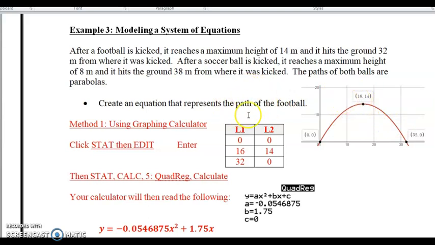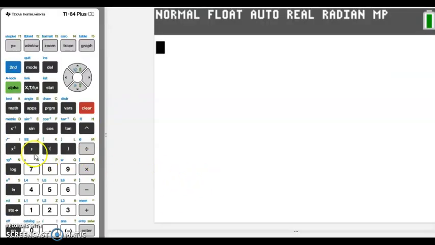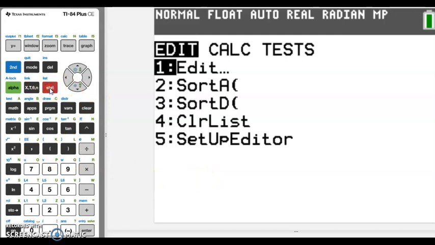Okay. So now I'm going to do this method here, as you see on your screen on the graphing calculator, just to show you where you can get the equation in standard form. So you're going to bring up your graphing calculator. You're going to click Stat, S-T-A-T here. You're going to next hit Edit. So you'll hit Enter, or 1, Enter.